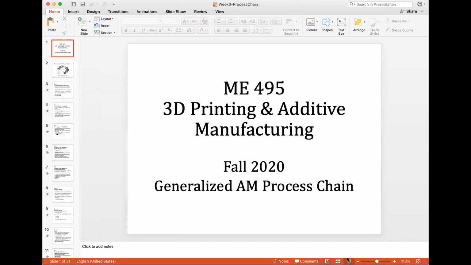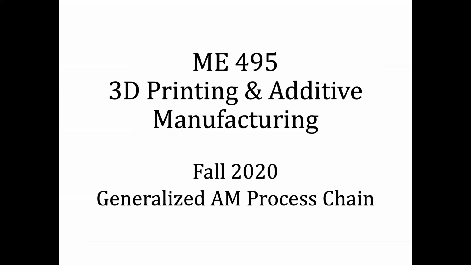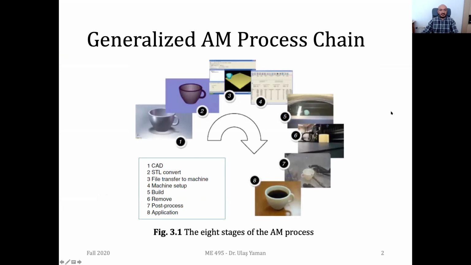So here we start another chapter. This is called Generalized Additive Manufacturing Process Chain. In this process chain, as we have discussed briefly at the beginning of the semester, in the previous week, there are several steps in this chain, and in this chapter we will be discussing many of the details of this pipeline, the design and fabrication pipeline.